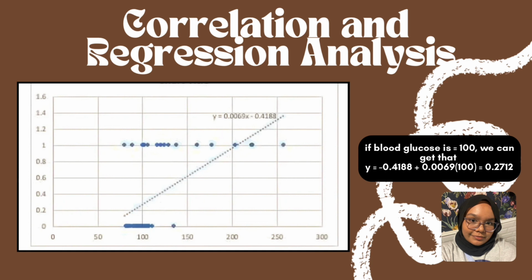Next, this is a scatter plot with a graph of the regression line. We can see that the equation of the regression line is y equals -0.4188 plus 0.0069x. We can give an example of a prediction by using this equation. For instance, if blood glucose is equal to 100, we get y equals -0.4188 plus 0.0069 times 100, which equals 0.2712.